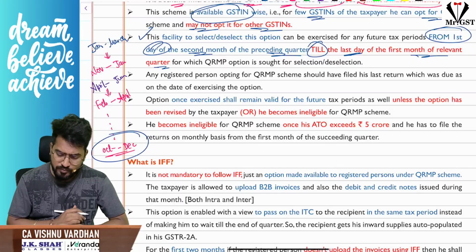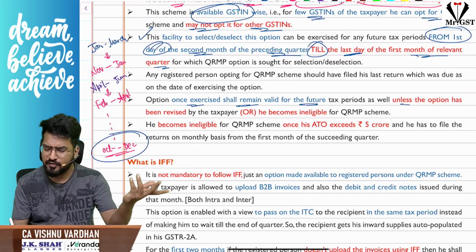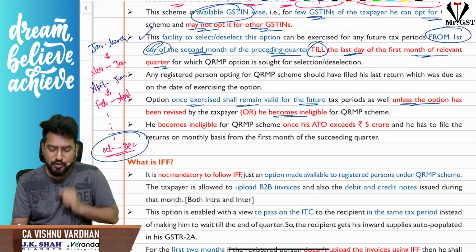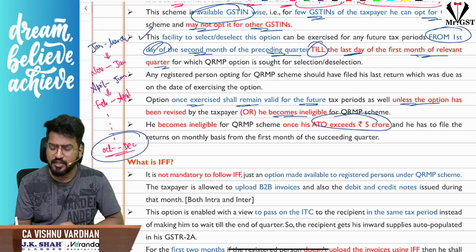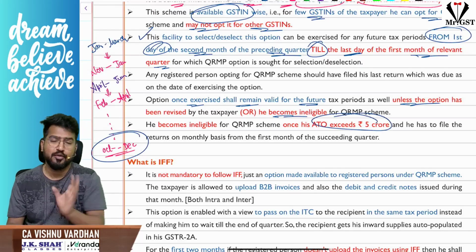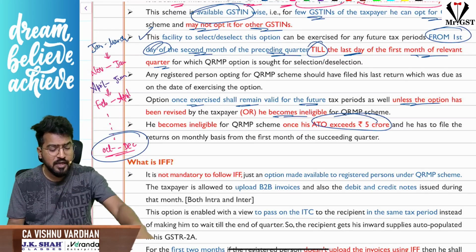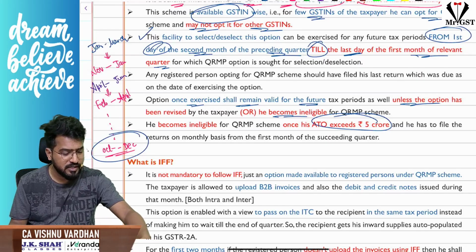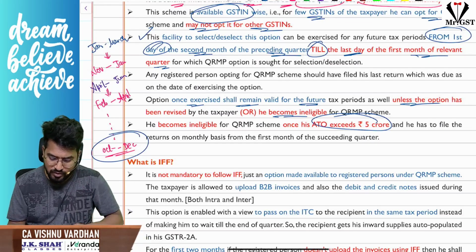As I told you, once the option is exercised, that shall remain valid for future periods also, unless you change it or you become ineligible for the QRMP scheme. Understand, sir, when your aggregate turnover exceeds 5 crores in the current financial year, you will automatically become ineligible for the QRMP scheme. That means you can follow the QRMP option till your aggregate turnover touches 5 crores. Once your aggregate turnover crosses 5 crores, you cannot go with the QRMP scheme. So that is the point.